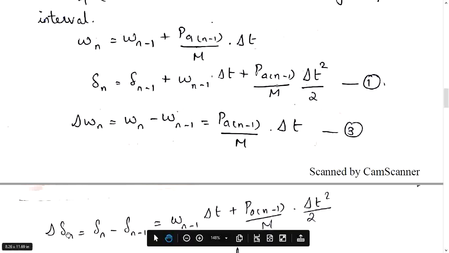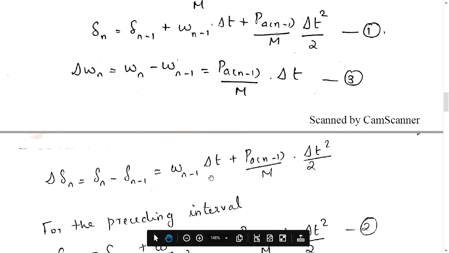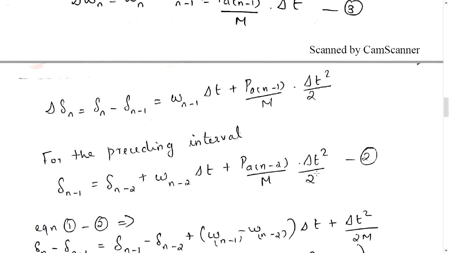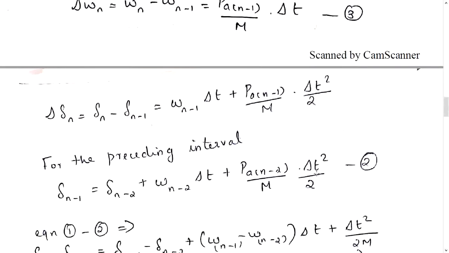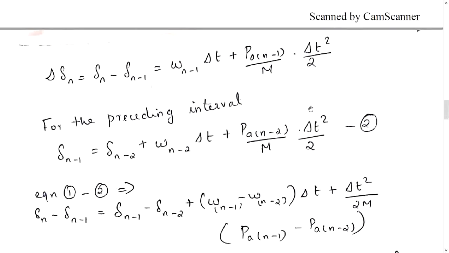Similarly, Δδ_n will be equal to δ_n minus δ_(n-1), taking that to this side, which equals ω_(n-1) into Δt plus Pa_(n-1)/m into Δt²/2. Now for the preceding interval, what will be δ_(n-1)? Here we have written δ_n; we have to write δ_(n-1). δ_(n-1) will be equal to δ_(n-2) plus ω_(n-2) into Δt plus Pa_(n-2)/m into Δt²/2. That is what is written here.